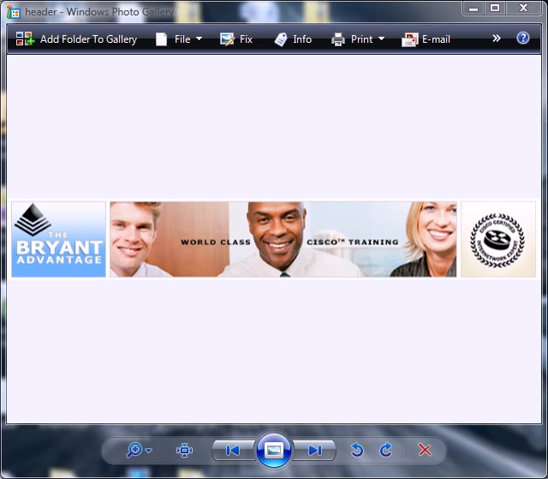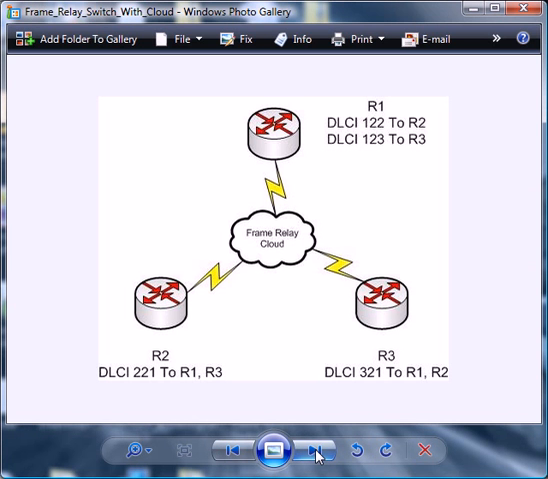The first video is going to concentrate mostly on the theory of configuring a frame relay switch and talk a little bit about why we do that in the first place. In the second video in the series, we'll actually configure it. I'll show you how to verify that your frame relay switch is working properly and how to troubleshoot it as well. The next frame is going to show the network that we're using, so you may want to jot these DLCIs and router numbers down.